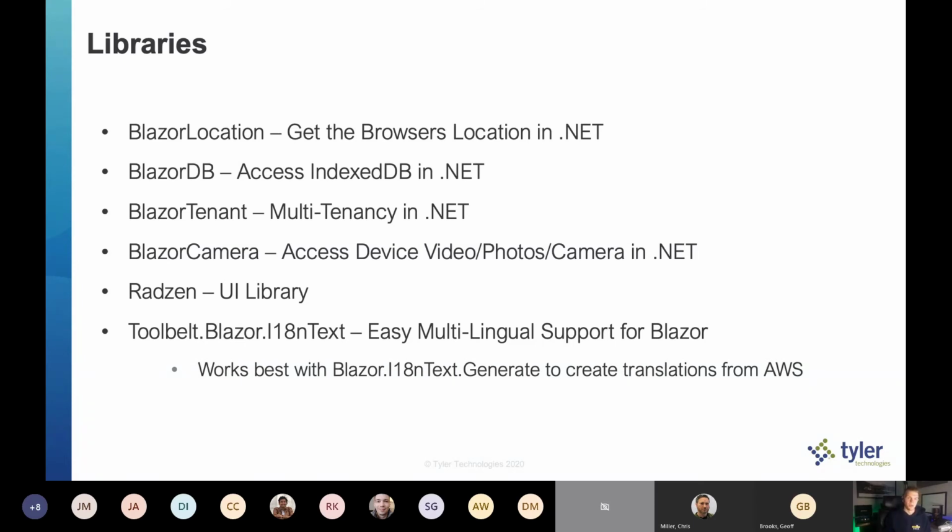Blazor Camera, so you can do streaming of videos, streaming of photos, streaming of audio, kind of like you would for a GoToMeeting online. Maybe you're using Teams online right now, right? That's using HTML5 JavaScript APIs to access your camera and audio. You can do the same thing now in Blazor. Radzen, that's just the UI library we were talking about. Toolbelt is a great one.